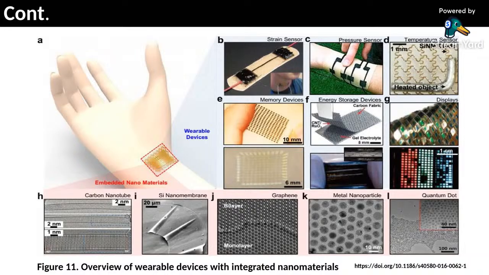Furthermore, in this figure, we see different types of devices which are made from carbon-based nanomaterials, like memory devices, image storage devices, displays, different types of steam sensors, pressure sensors, temperature sensors, and so on.